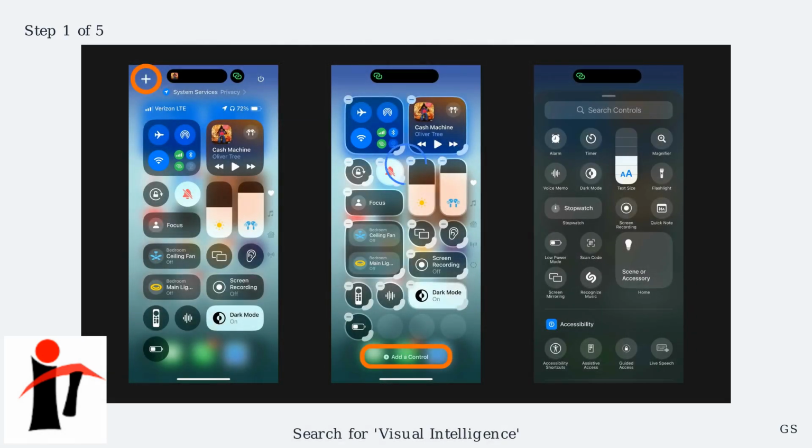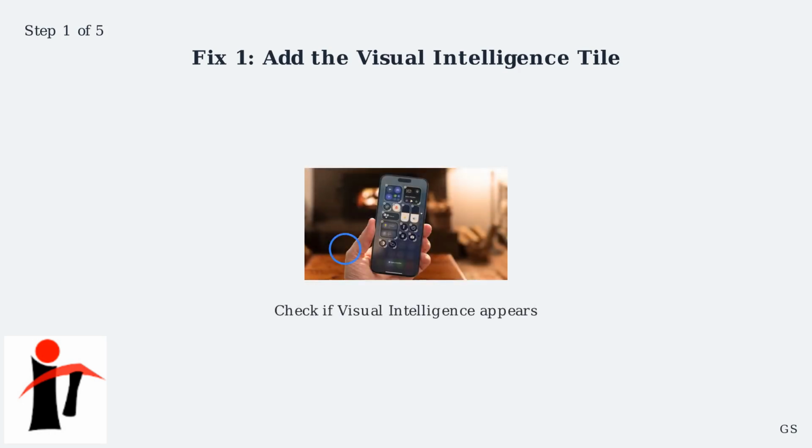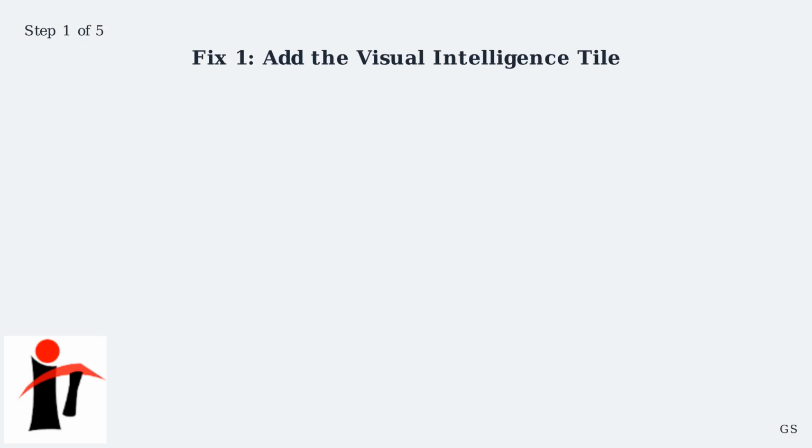In the editing screen, scroll through the available controls or use the search function to find Visual Intelligence. When you find Visual Intelligence in the list, tap the green plus button next to it to add the tile to your control center. Exit the editing mode by tapping Done, and then check if the Visual Intelligence icon now appears in your control center.